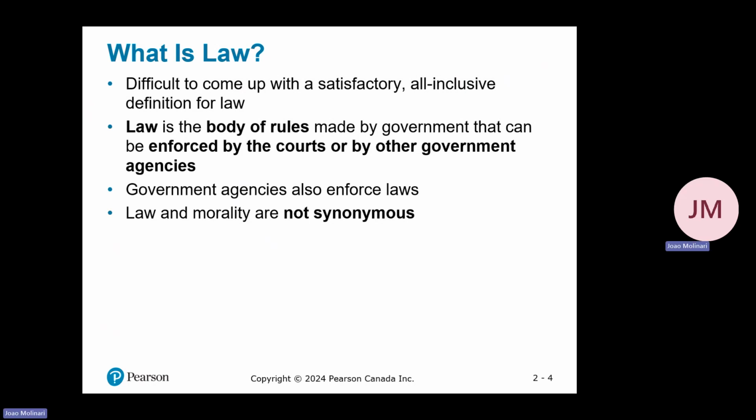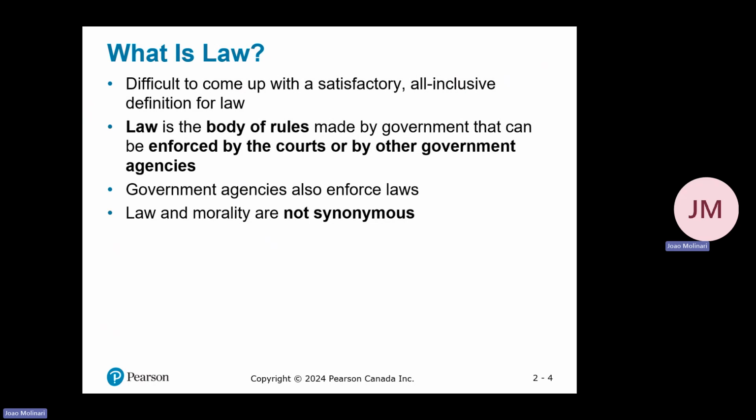So we're starting by defining law. What is law? Well, in law school, we could define law in several ways. We could define it in a historical way, in a philosophical way, but this is not the aim here. The aim here is to be straight to the point. So our definition is body of rules. When I say body of rules, I mean several rules. Could be an act, a statute, a regulation, a bylaw. That's why I call it a body of rules. They are made by the government, could also be made by courts, as we'll see, and they will be enforced by the courts.